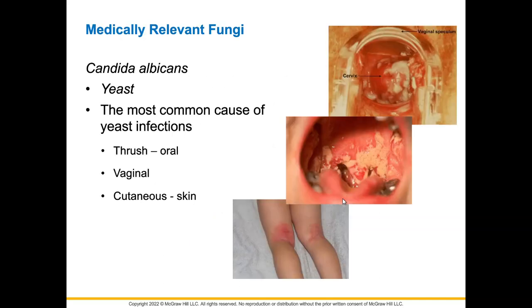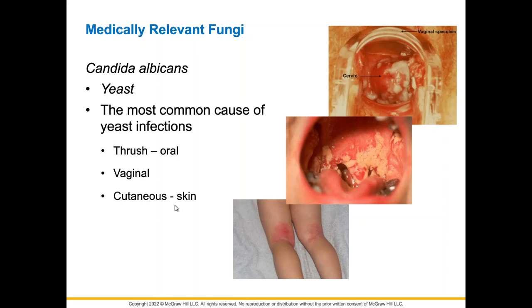All right. Let's look at a few medically relevant fungi. First one is, again, Candida albicans. And again, we saw that it was a yeast before, but this is the most common cause of yeast infections. They can cause an infection in the oral cavity. We call this thrush, so that's what you're seeing in this image here. Vaginal yeast infections, as seen here, all this white buildup would be yeast.